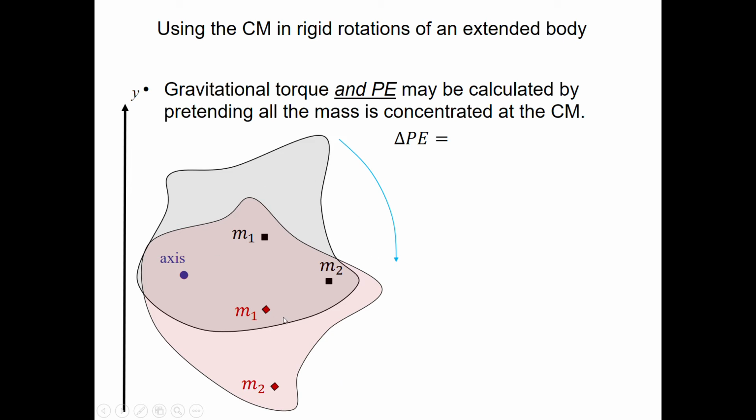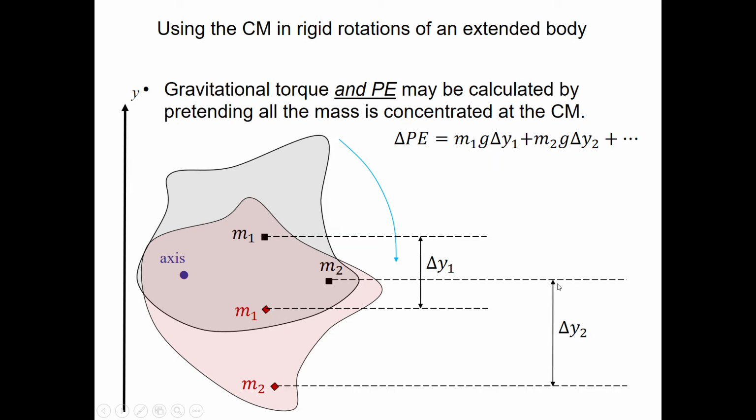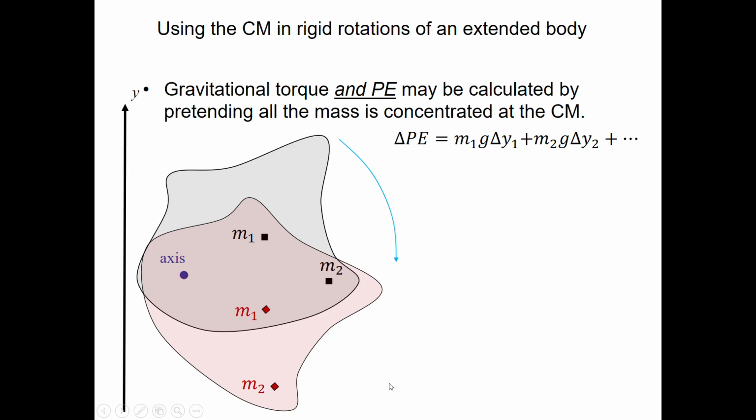If we think of dividing it up into lots of little bits of masses, M1 and M2 are just a few of them. The change in potential energy is going to be the change of potential energy of M1. That's going to be M1 times g times the change in y1, plus the same thing for y2. M2 is going down by a different amount, and I've got to do that for all the little bits that comprise this object. Ones that are close to the axis are hardly going to move down at all. Ones that are far from the axis might move down quite a bit in that rotation. So the upshot is the change in potential energy, well, I can rework that into a different form.